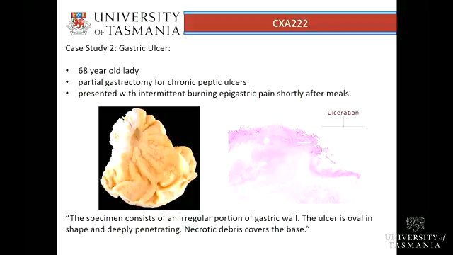But moving on. So we've got a 68-year-old lady. She had a partial gastrectomy. Basically, she had chronic peptic ulcers and they wanted to cut them out. She presented with intermittent burning and epigastric pain shortly after meals, and the pathologist described the specimen as an irregular portion of gastric wall. The gastric ulcer, which is this area here, is ovoid and deeply penetrating. So those of you who have seen the gastric ulcer slide, you'll actually see that that ulcer is penetrating right the way down into the muscle coat itself. There was necrotic debris covering the base.